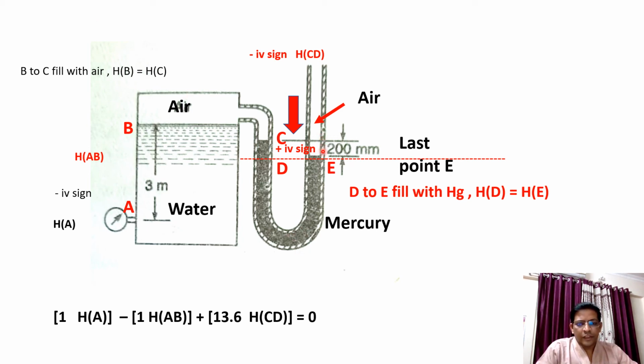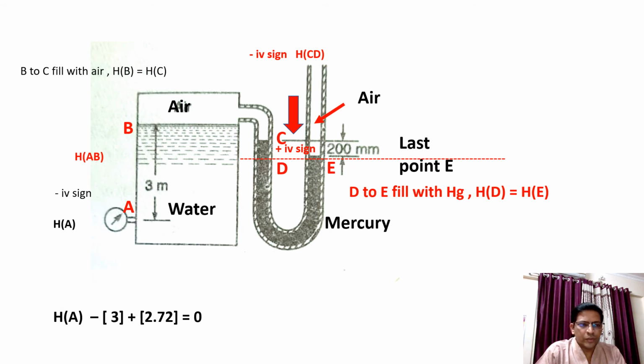Point E is subjected to atmospheric pressure. Let us solve this problem with atmospheric pressure as a datum, so it equals 0. Now substitute the values of the known heights of the fluid columns. So water column AB is 3 meters in height, and mercury column CD is 200 mm. So calculate the individual terms.